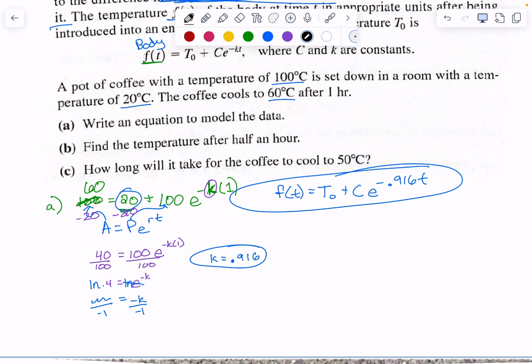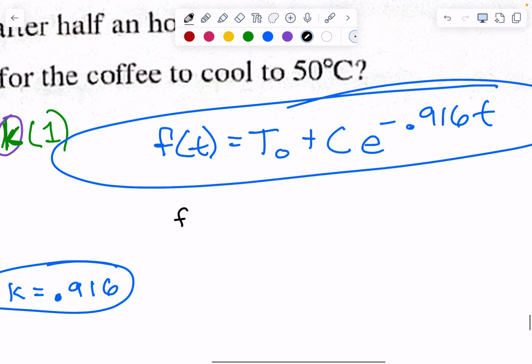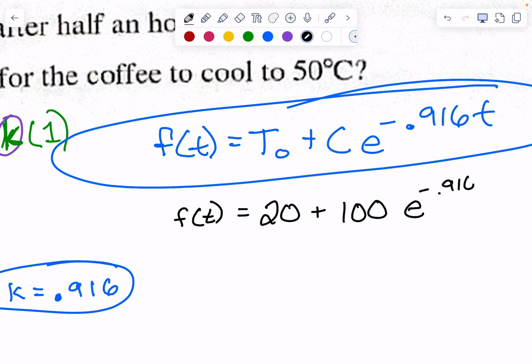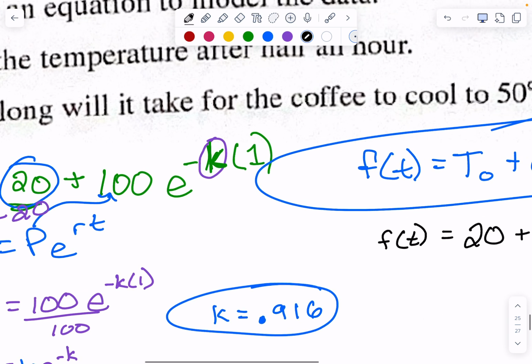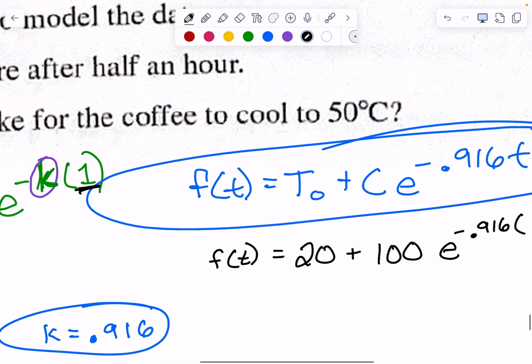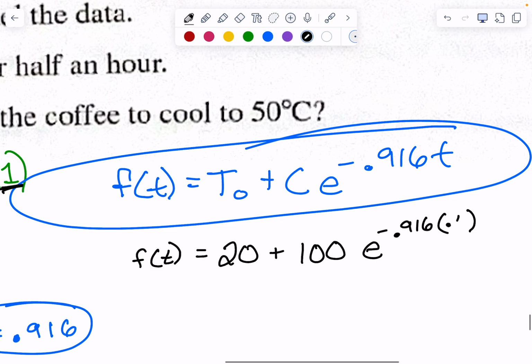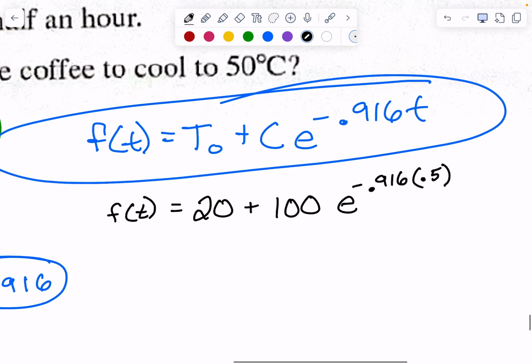All right, find the temperature after half an hour. So what are we finding in the formula? T? No, the final thing, the f of t. So this is what we don't know. T naught is the ambient temperature. That is 20. 20 plus c is what we're starting with. So 100 e to the negative 0.916. What do we plug in for time? The initial time that we plugged in was 1 because this was 1 hour. So 0.5? Our formula is in terms of hours, so we plug in 0.5 for half an hour, right? And then we should just be able to type that whole thing in.